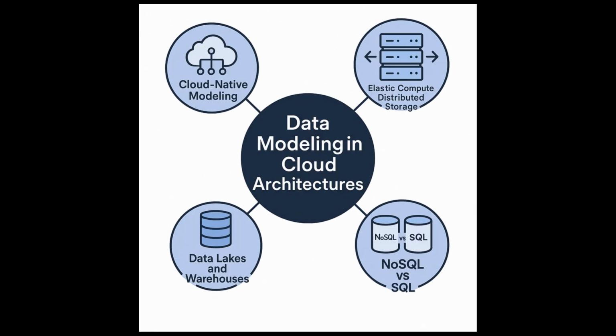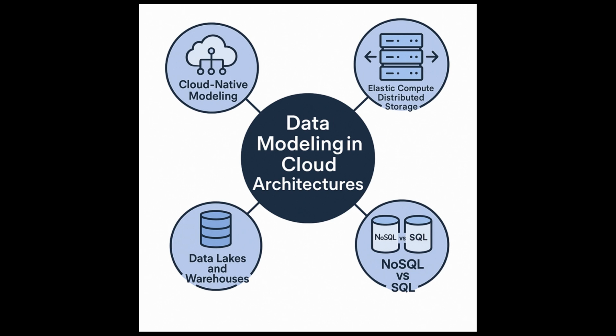Welcome to the next chapter, data modeling in cloud architectures, a critical area as businesses continue migrating to the cloud. Let's start with the differences in cloud-native modeling. Traditional data modeling focused heavily on physical infrastructure and tightly coupled databases. In contrast, cloud-native modeling embraces flexibility, scalability, and distributed data. Cloud systems are built to scale horizontally, which affects how we design our schemas and choose data storage systems. In the cloud, your data models need to accommodate elastic compute, distributed storage, and event-driven architecture.